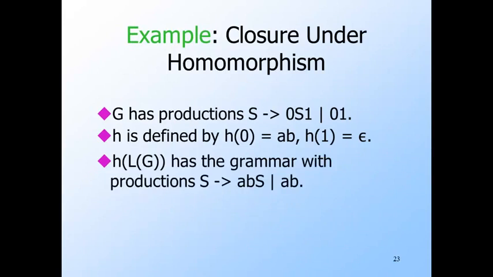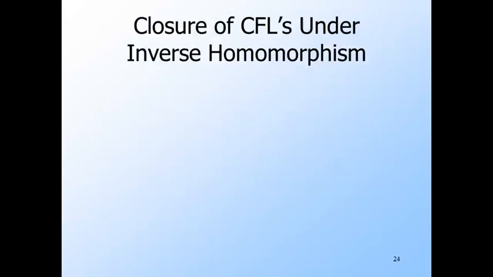Then H applied to the language of G has a grammar in which the two occurrences of 0 in the productions of G are replaced by AB, and the two occurrences of 1 are replaced by the empty string. Notice that the resulting language is all strings of one or more ABs. It is in fact a regular language, although in general we can only be sure that it will be a context-free language. Next, we take up the fact that context-free languages are closed under inverse homomorphism.